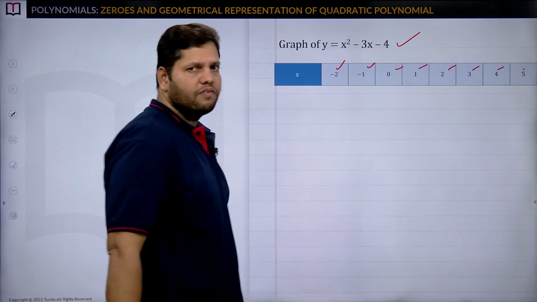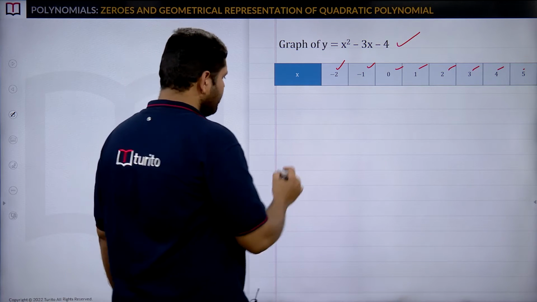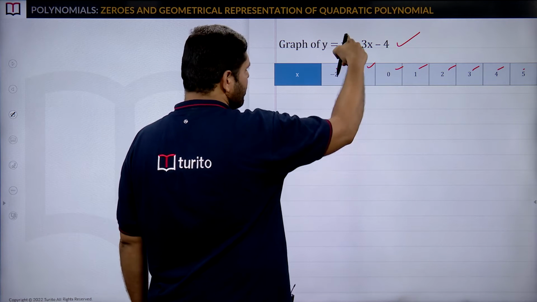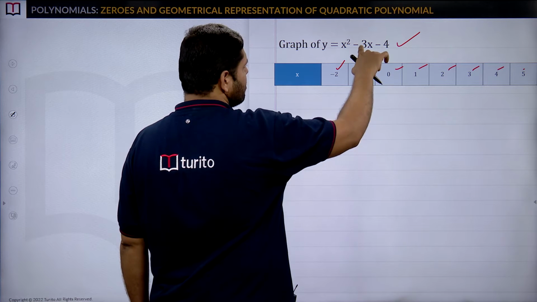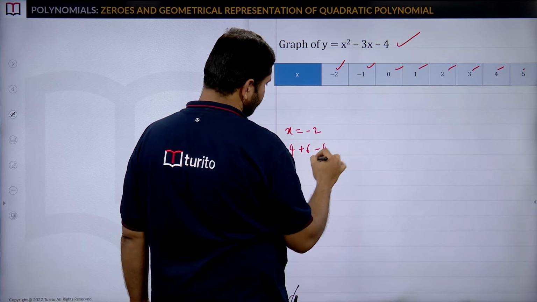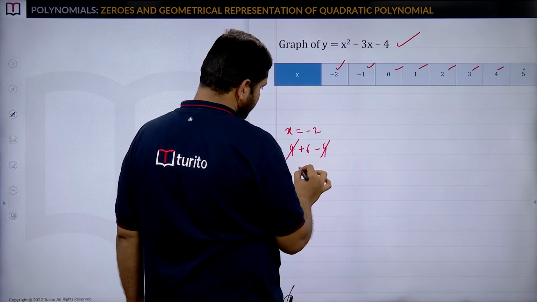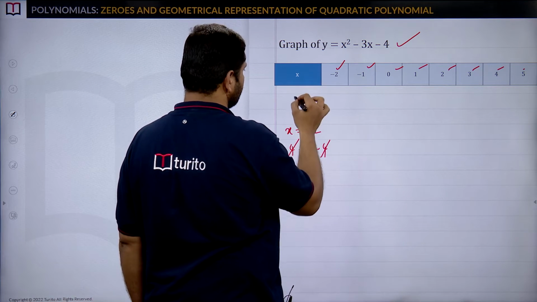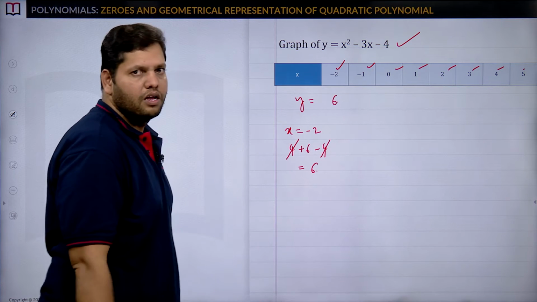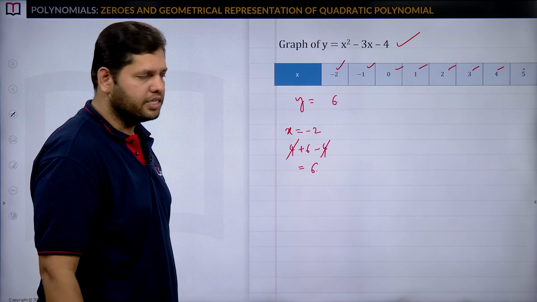Then I will find the y value. First, children, I will substitute x is equal to minus 2. Minus 2 whole square is 4, minus 3 into minus 2 is plus 6, and minus 4. Plus 4 minus 4 cancel, the answer is 6. So y is equal to 6. If x is minus 2, then y is equal to 6.